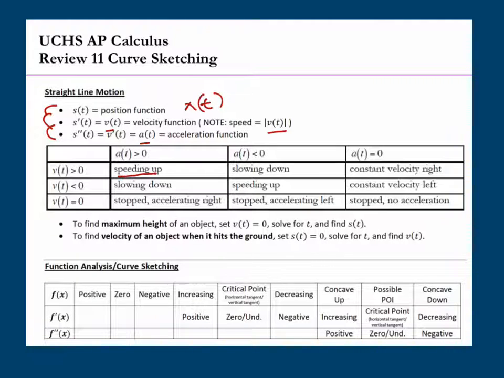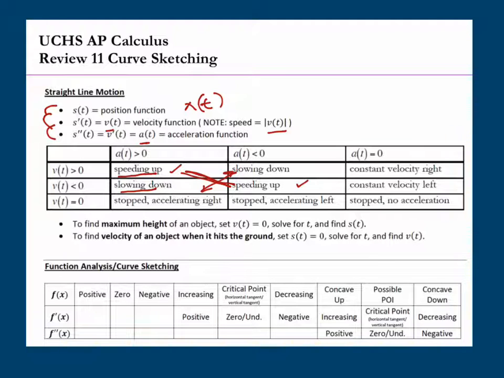greater than 0, it's speeding up. When acceleration is greater than 0 and velocity is less than 0, it's slowing down. This is when the signs are the same. So here's when the signs are the same. They're both negative here, and they're both positive here, and then they're opposite signs here and here.